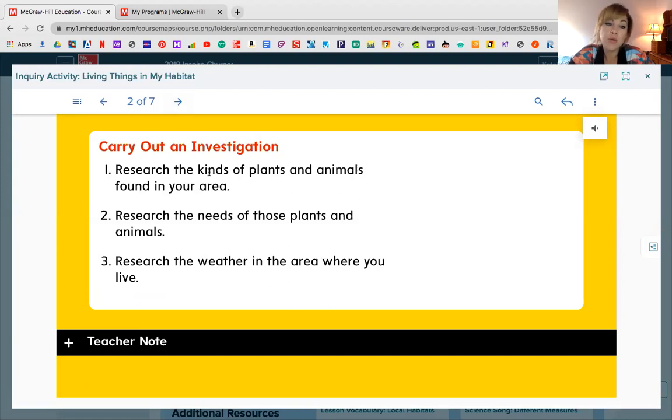All right, so we need to do a little bit of research, right? It says research the kinds of plants and animals found in your area. Research the needs of those plants. So what do they need to survive? And then research the weather in the area where you live.